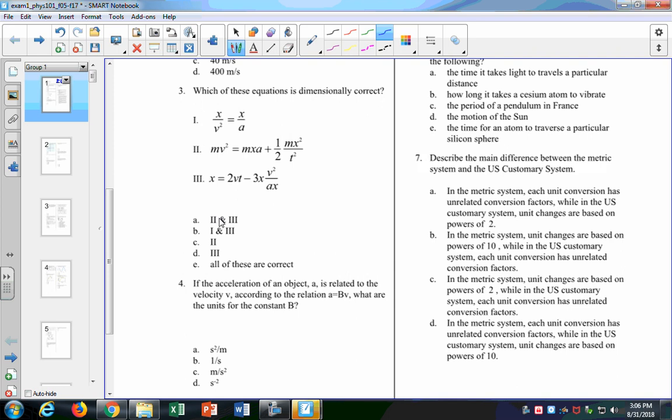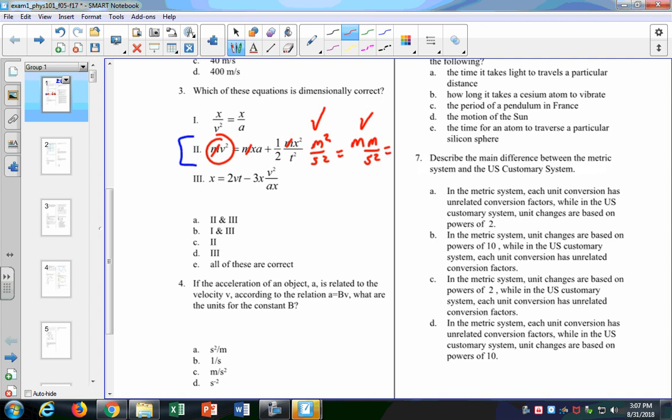Which of these equations is dimensionally correct? Let's look at this one right here because it looks really complicated, right? But remember, when you come up to these, you want to first cancel out everything that you can. So I can get rid of the m's, which are a measure of mass, just dividing through. And then what is v squared? V is meters per second, and then that's squared. That's that one. And then what is x? Well, x is meters. A is meters per second squared. So far, we're okay, those have the same units.